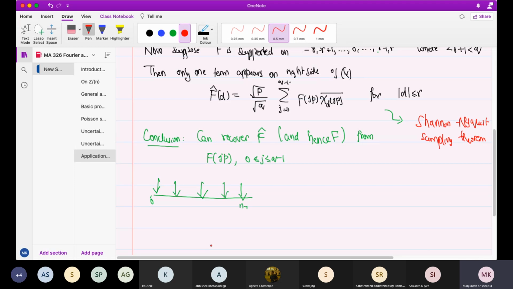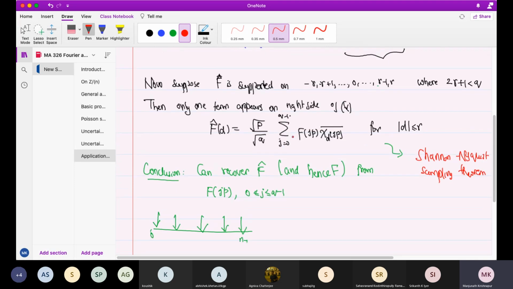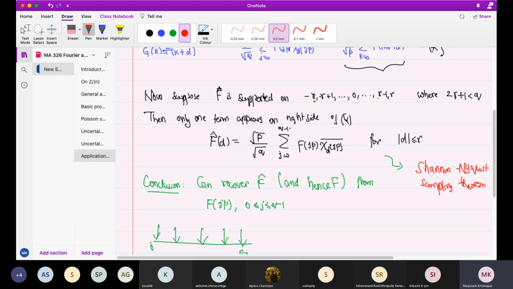So I will stop here, and then we will continue. This is saying that if your function is band limited, that means in the frequency domain it is supported on this shorter interval, then you can recover the function in this way from knowing its values at equispaced points. So if you only see the signal at equispaced points with sufficiently high frequency, then you can recover the signal. That's what this is. Okay, I will stop here.